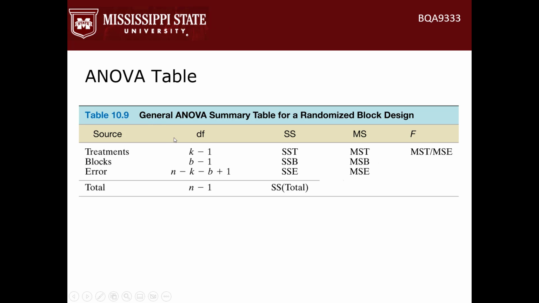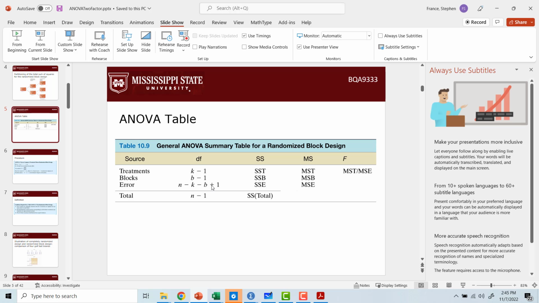So we can see here, for the treatments it is k minus 1 degrees of freedom, blocks b minus 1. We derived this and talked about this in terms of the sum of squares last class. And the error term is n minus k minus b plus 1, because everything needs to add up to n minus 1 degrees of freedom. And we need to subtract these values, which leads us to n minus k minus b plus 1.